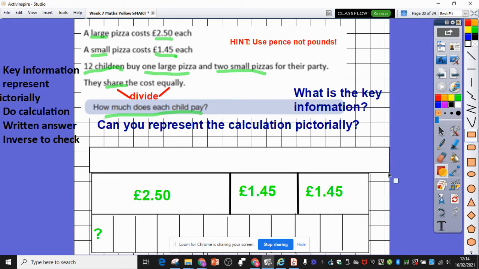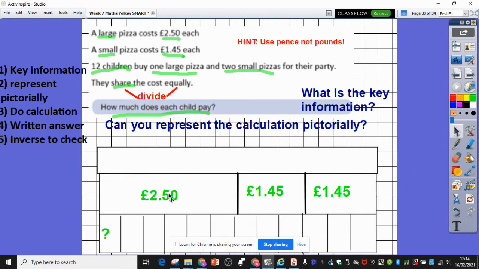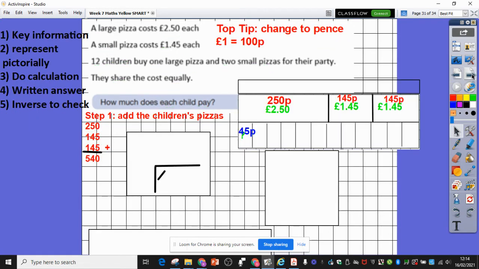Here we go. So I need another bar on the top so I can then add these together to get my overall price. And I've done that already, so let me show you what that comes to. So we have here the first part of the question. Again, the bar that was there before. So we have the large pizza was 250 pence and the two small pizzas 145 pence. Now I've added them together.